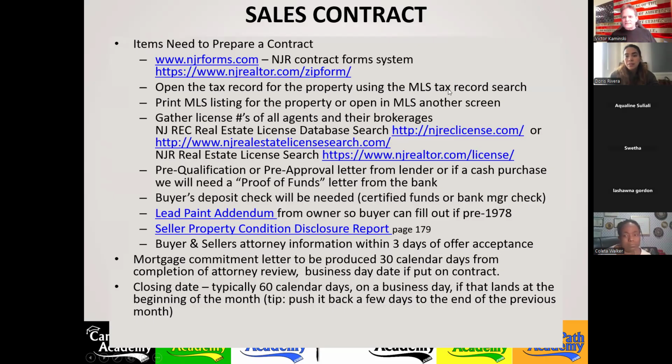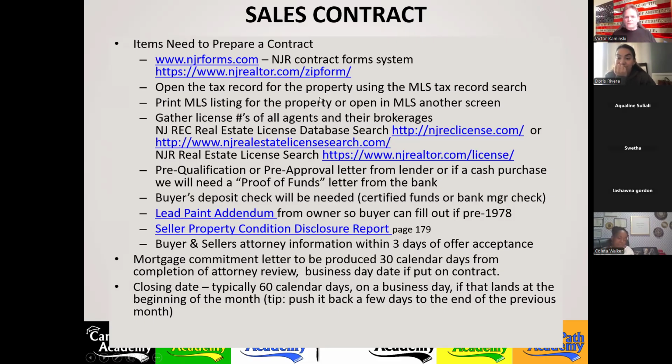If your brokerage has their own contract form system, you would use that. But if they're using the standard contracts that most agents use in New Jersey, you could go to njrealtor.com/zipform, or to the domain name that I bought that's easier for me to remember anyway, that I point to that same location. njrforms.com will forward you to the New Jersey Realtors contract form system.